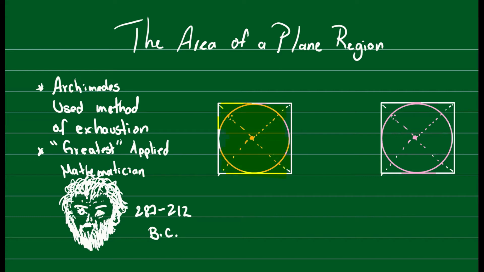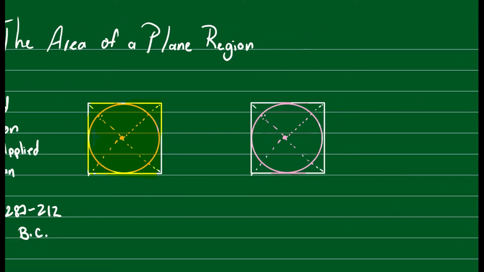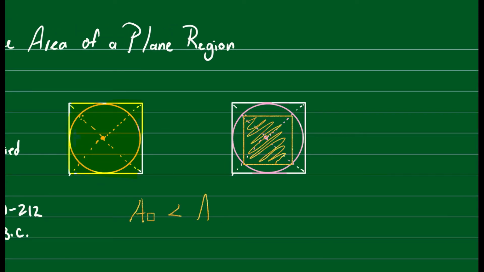And we calculate that area, and that area will be the area of this whole square. And then he said, well, what if we calculate the area of a square that is inside the circle? It would look something like this. And if we calculate the area of this, we notice that the area of the small square is less than the actual area, and the actual area is less than the area of the big square.